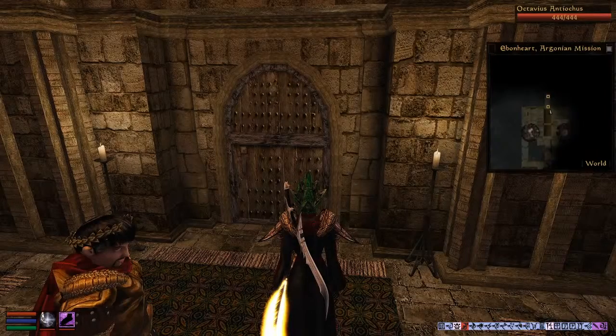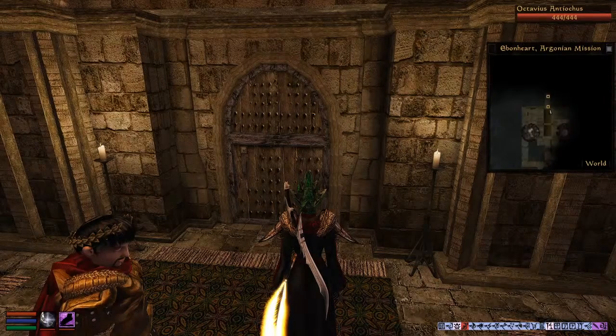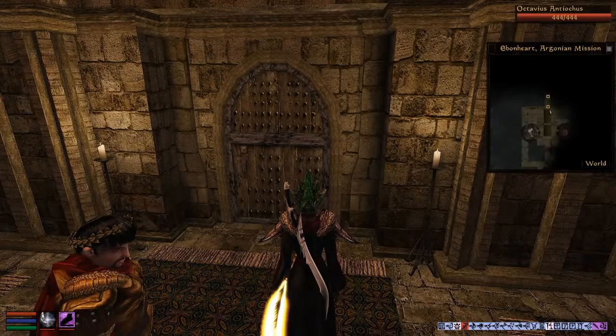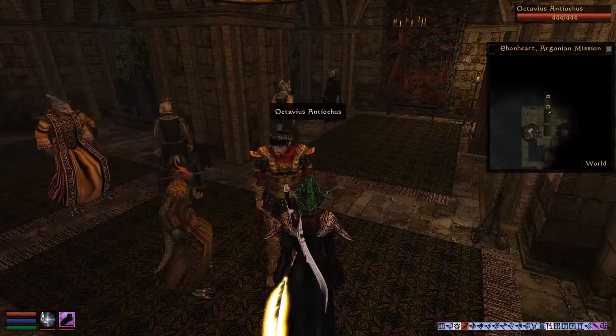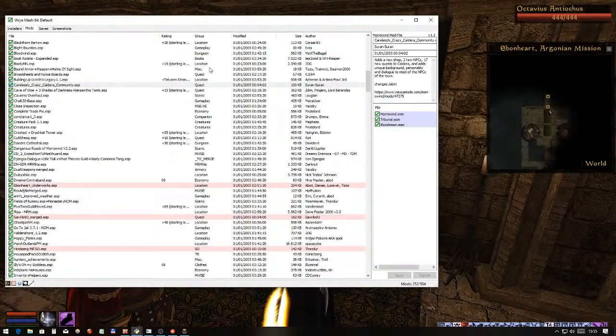And the next mod which I'd like to play is another mod released in the latest Morrowind Modding Madness. And it has a long name which I can't remember. Let's look for it. Carelessly Crazy Caldera Community. And it's adding a new shop and a lot of quests to Caldera. So let's go there and see what happens.